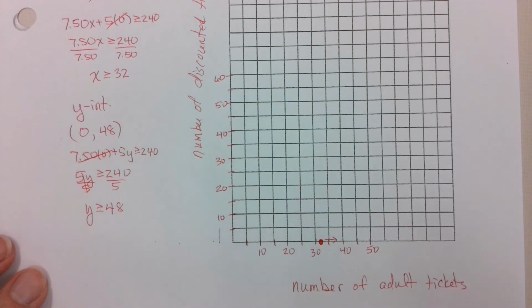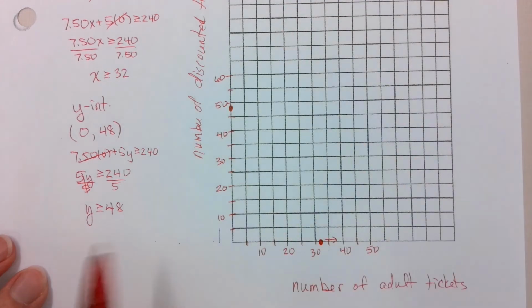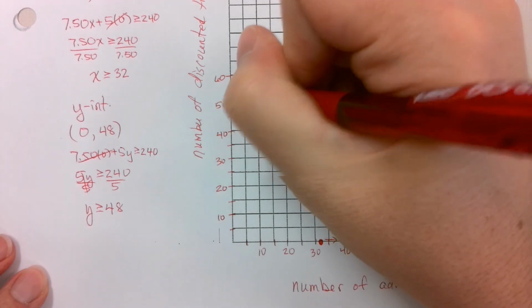The y-intercept is at 0, 48. So it's about here, just under 50. And it says y is greater than 48. So that would be shading up.